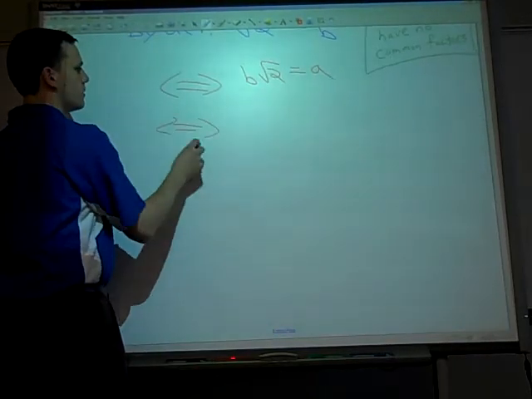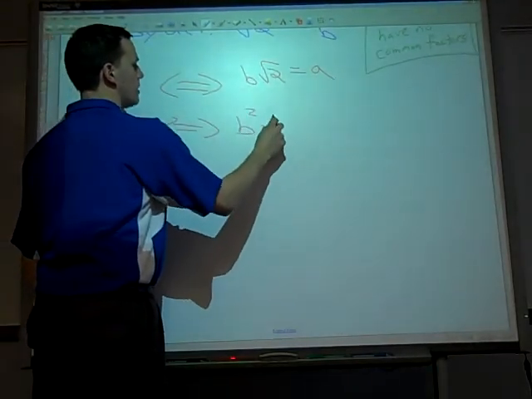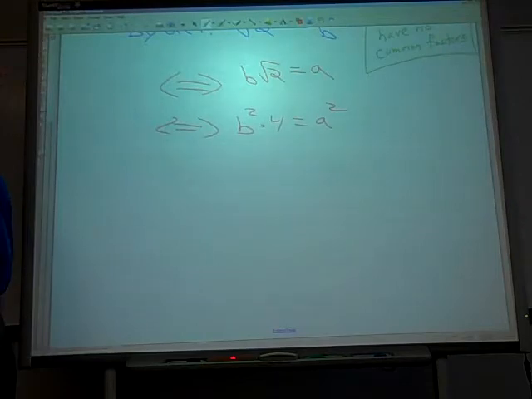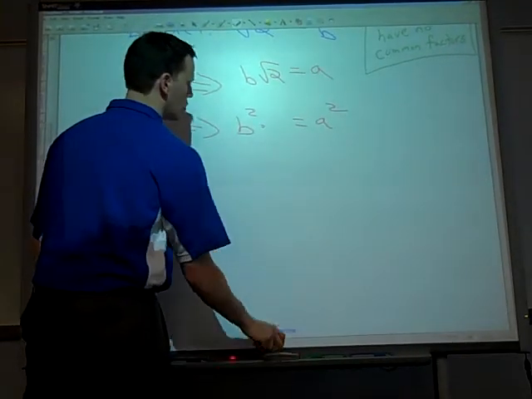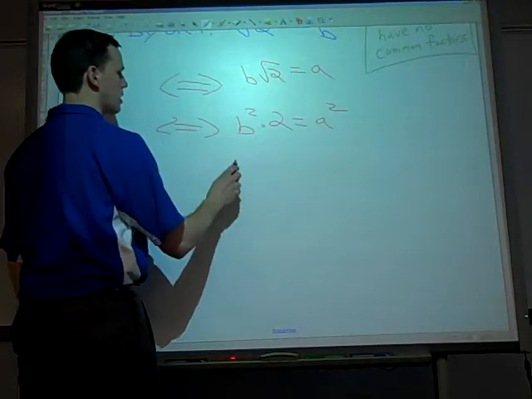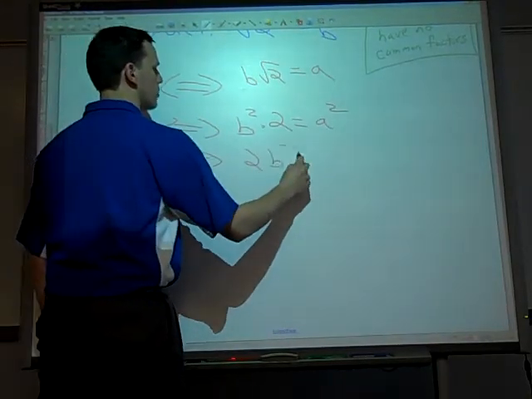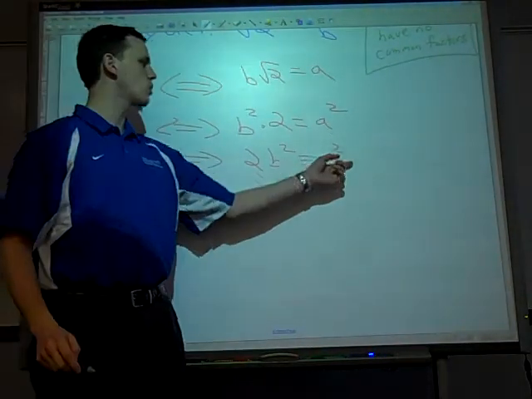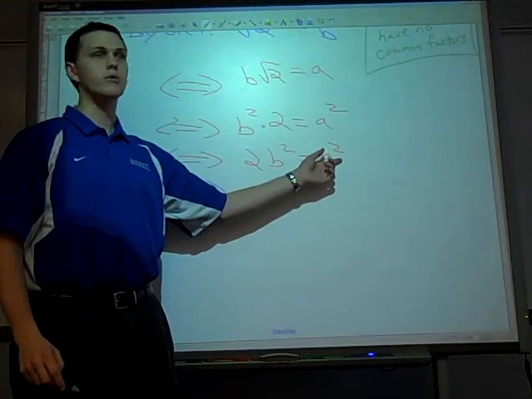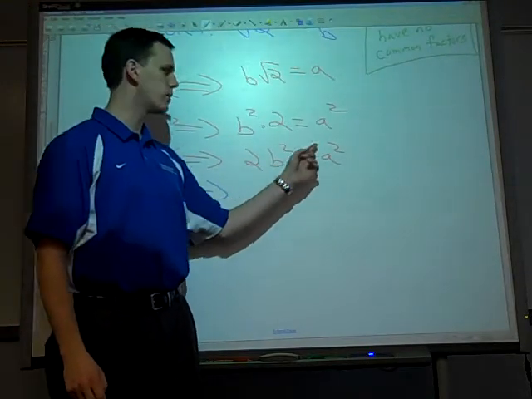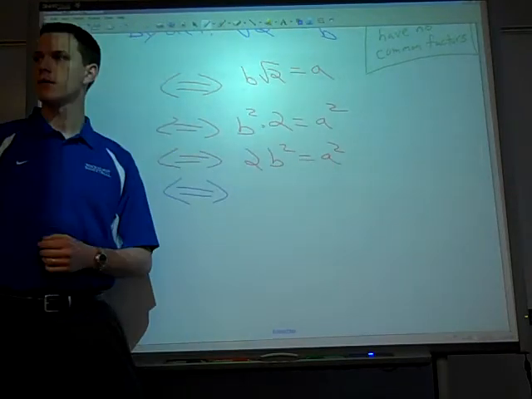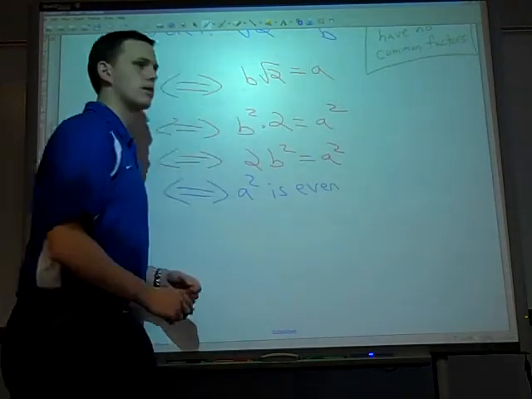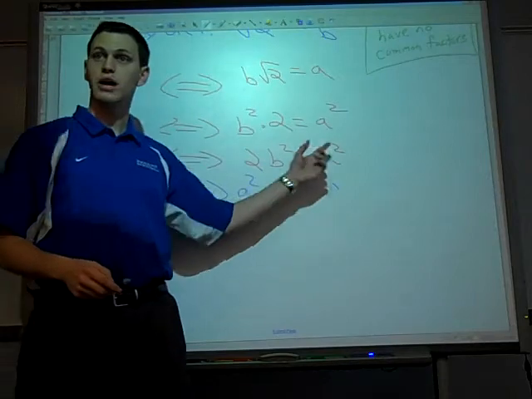And that's true if and only if b squared times 4 equals a squared. No, not 4. Lied. 2. Okay, and let's write this another way: 2b squared equals a squared. Well, that means that a squared is a number that can be written as 2 times another number. So what can we say about a squared? A squared is even.